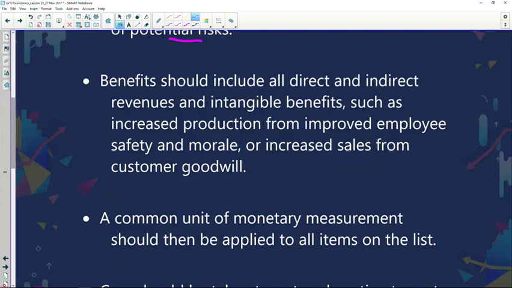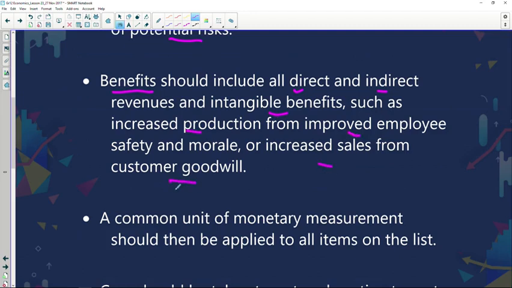Now, moving on to benefits. Benefits should include all direct and indirect ones. So we also have direct and indirect revenues, intangible benefits such as increased production from improved employee safety and morale, and also increased sales from customer goodwill.